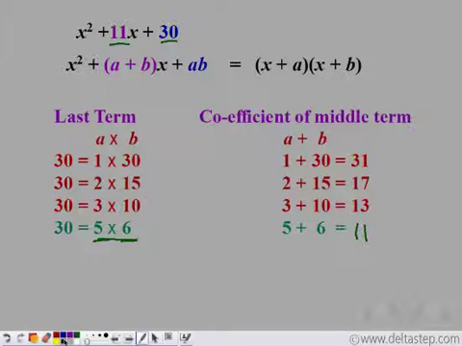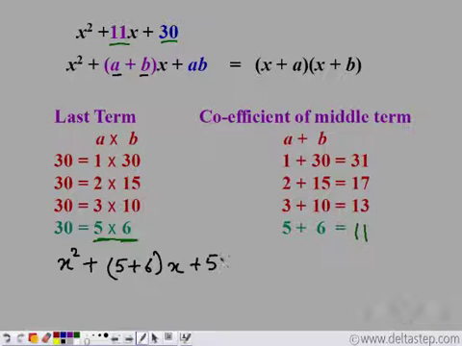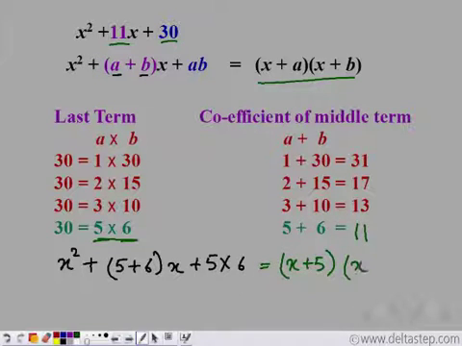And now, we can write it in this form. x square plus, a and b are 5 and 6, so x square plus 5 plus 6 into x plus 5 into 6. It can be written in this form, and we can compare it to this. So, this becomes x plus 5 into x plus 6.